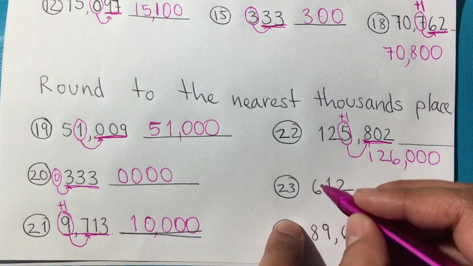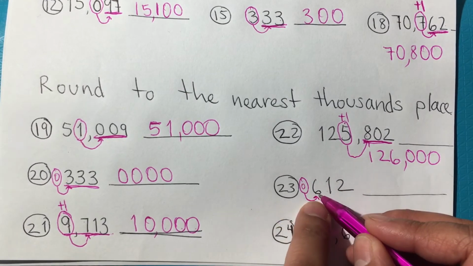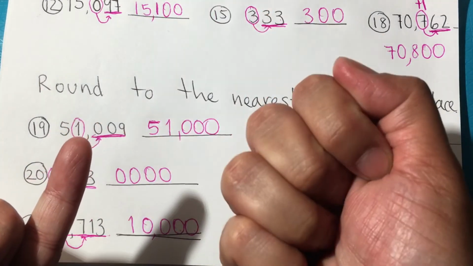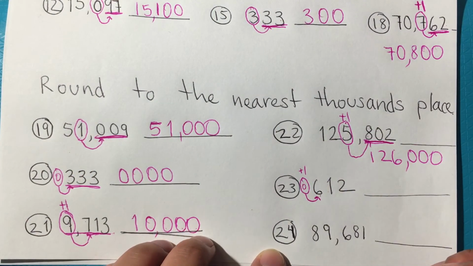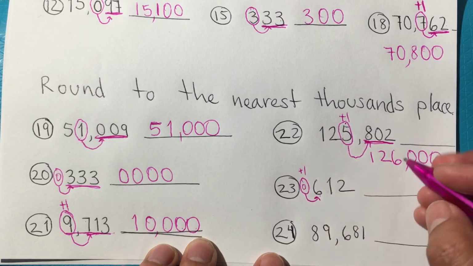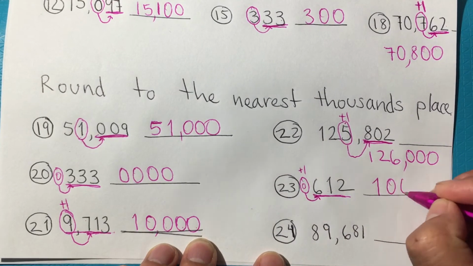Ones, tens, hundreds, thousands. Does it give it? Yeah, 6, it gives a hand. So whenever you have 5 or more, you add 1. 0 plus 1 is 1, and all of these become zeros, so 3 zeros.